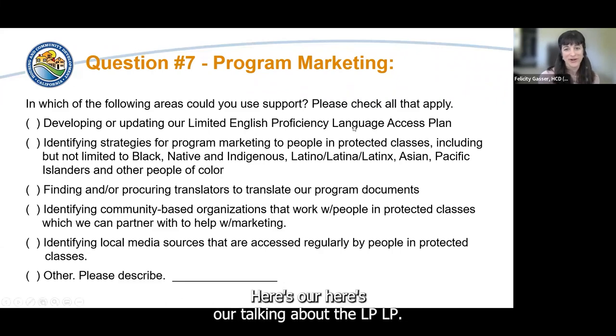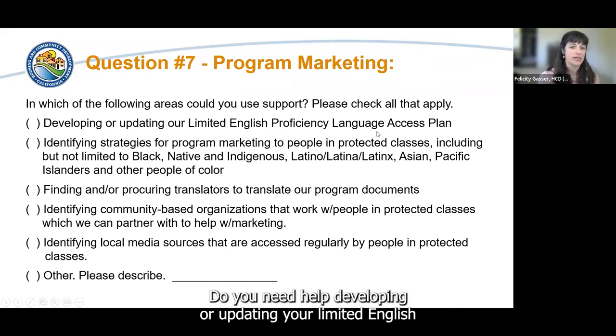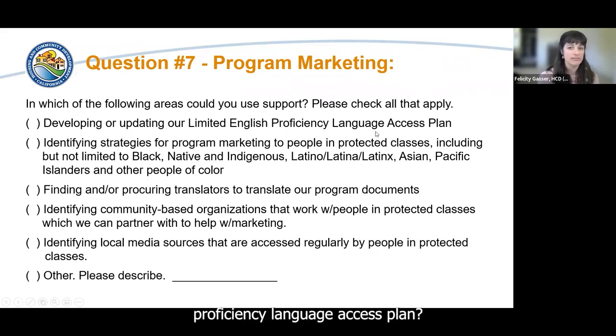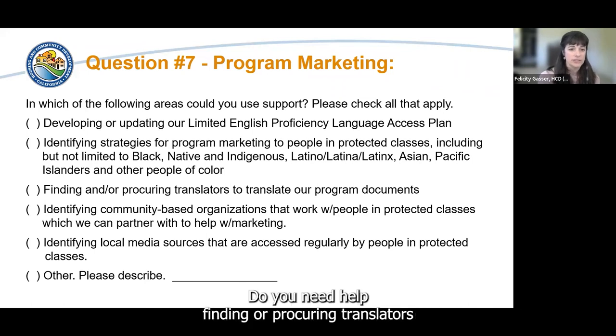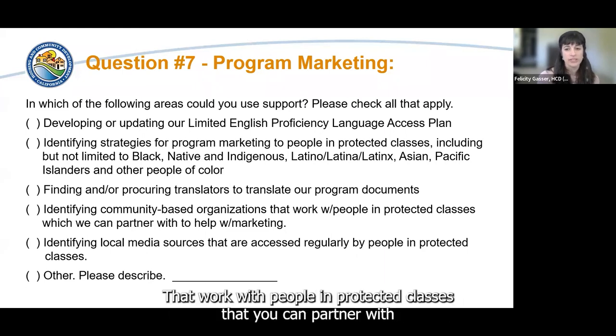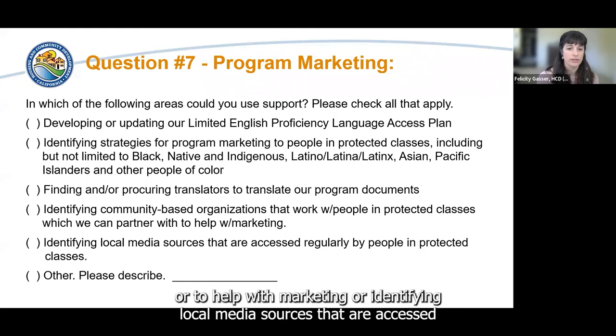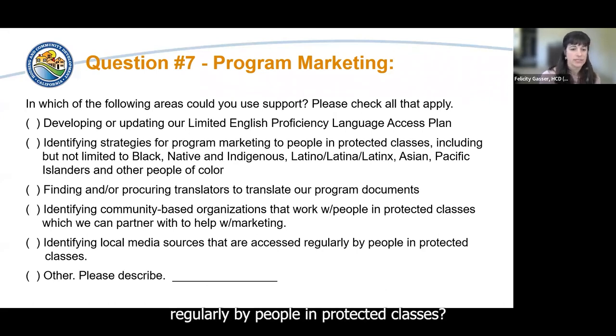Here's our talking about the LAP. Do you need help developing or updating your limited English proficiency language access plan? You know, if you don't know what this is, then you can check yes there. Do you need help identifying strategies for program marketing to people in protected classes? Do you need help finding or procuring translators to translate your program documents? Do you need help identifying community-based organizations that work with people in protected classes that you can partner with to help with marketing, or identifying local media sources that are accessed regularly by people in protected classes? Or is there another area where you could use support?